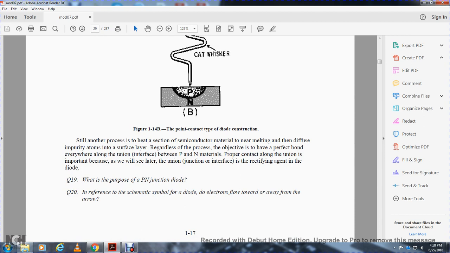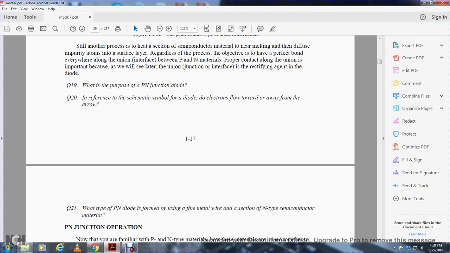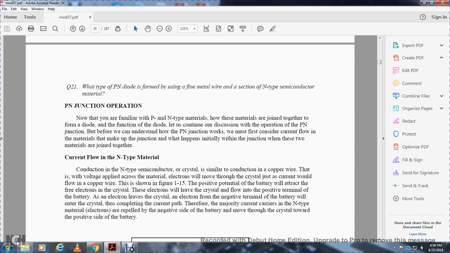The objective is to have a perfect bond everywhere, along with the union interface between positive and negative material with proper contact. The union is important because we'll see later that the junction, the interface, acts as the rectifying agent in the diode. PN junction operation.